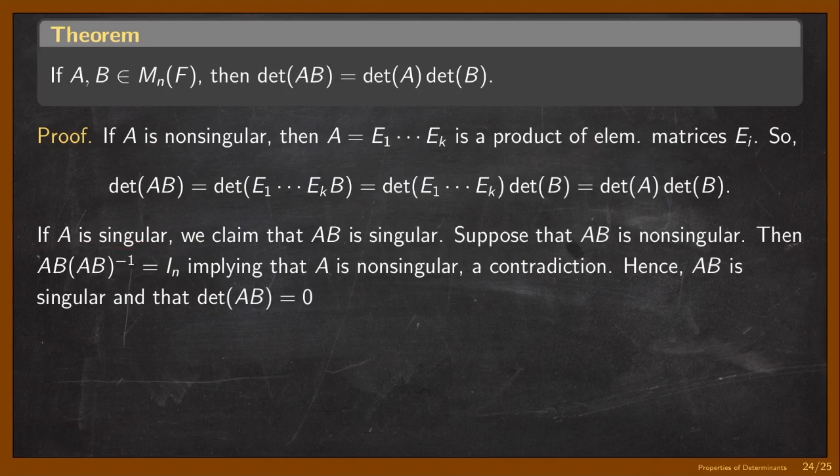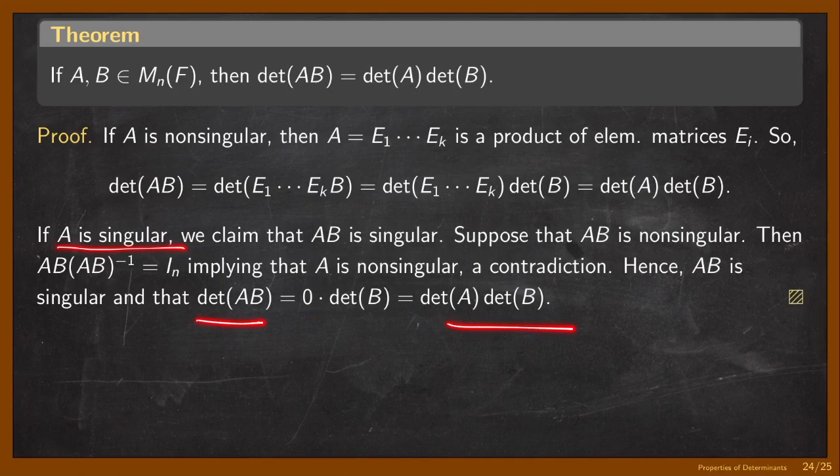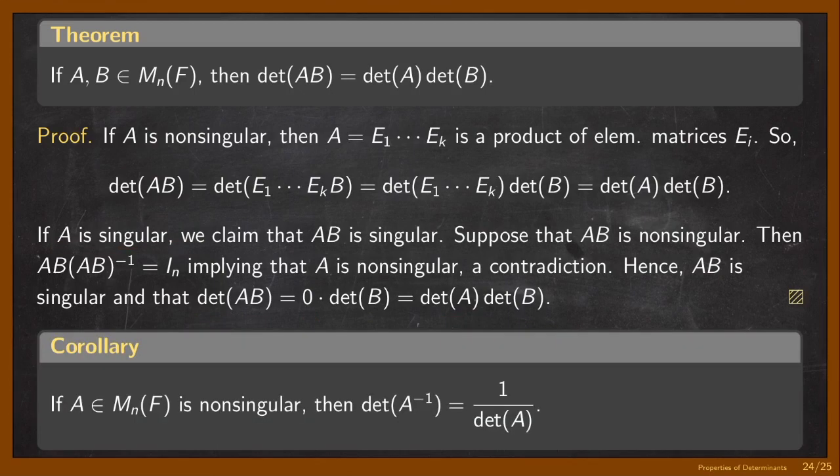And therefore, its determinant is 0. But 0 can also be written as 0 times the determinant of B. And because A is singular, the determinant of A is also 0. So even when A is singular, the equation actually holds.